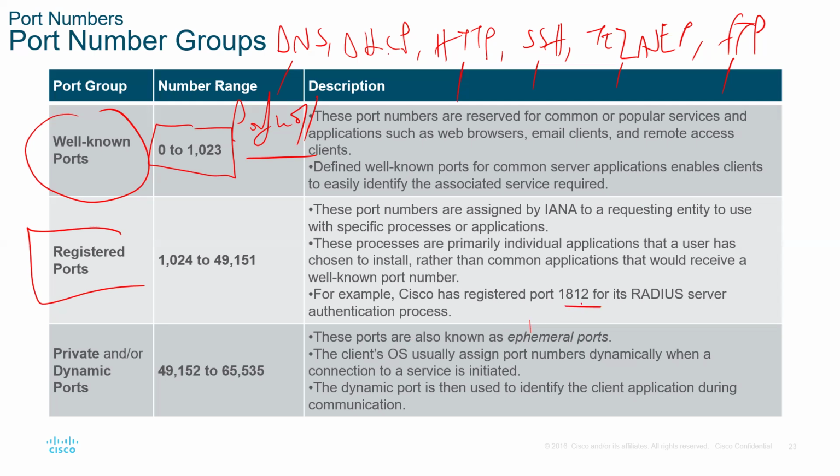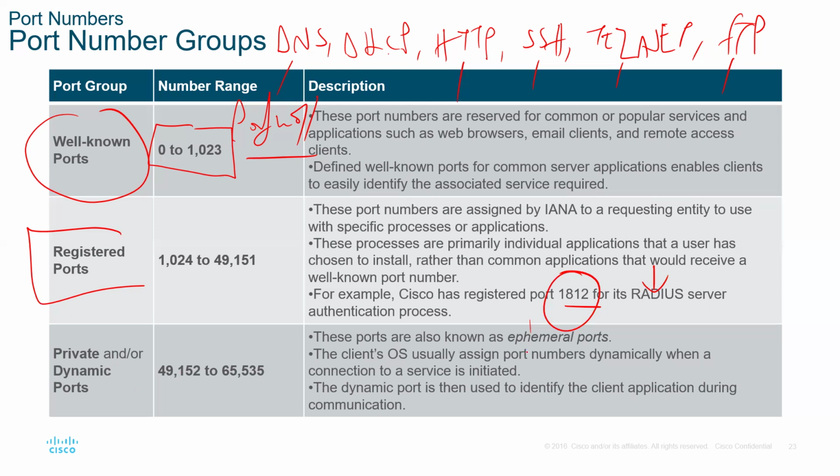Example, Cisco registered 1812 for its RADIUS server authentication process. So 1812 is known as the destination port number for RADIUS, which is an authentication service used by Cisco. So organizations or individuals can register their own applications and services via IANA so that they can have registered ports.